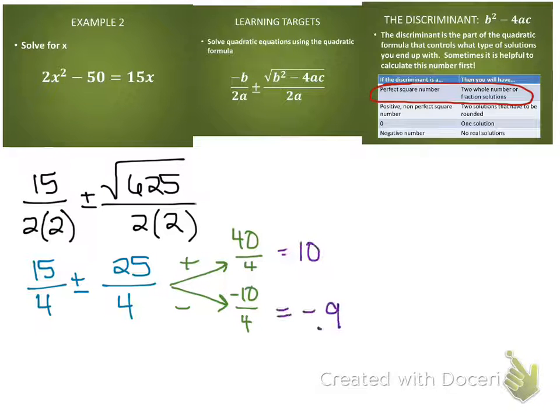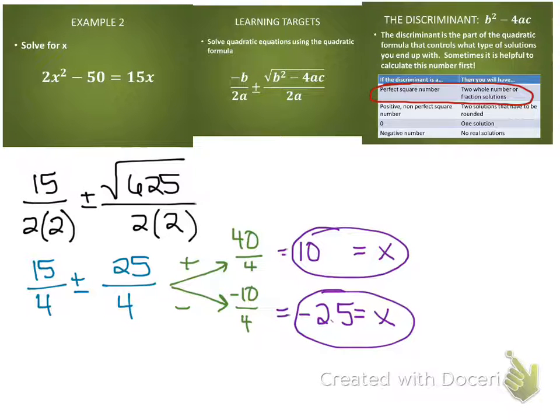40 divided by 4 gives me 10. And negative 10 divided by 4 gives me negative 2.5. So those are my two solutions.